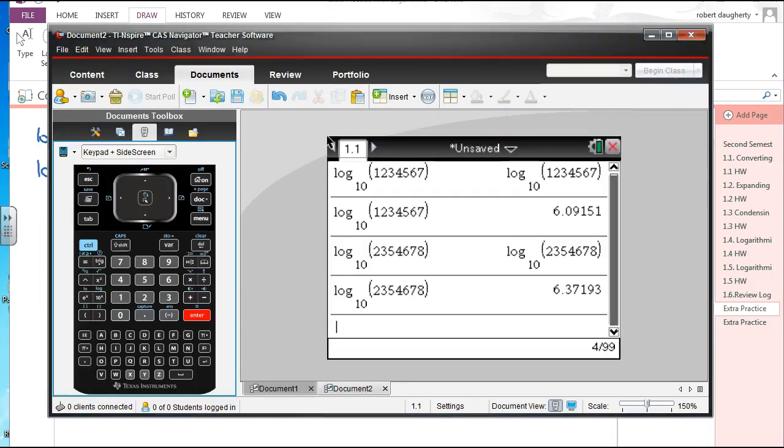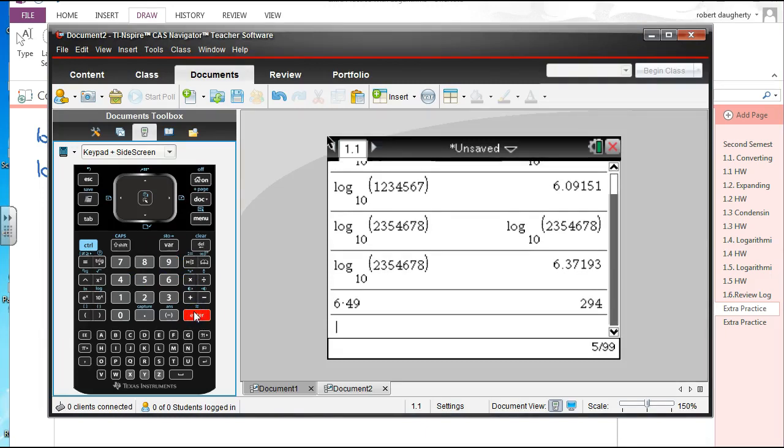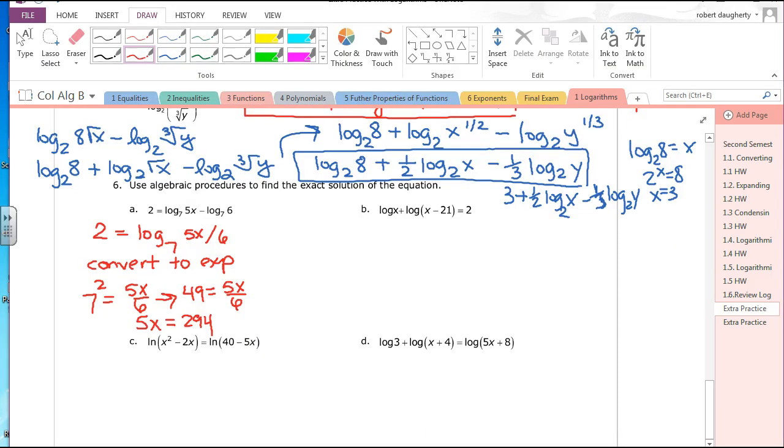Let me double check it. So 6 times 49 is 294, yep. So x is equal to 294 over 5. That's my answer. If I look at this one, I've got logs on one side, so I'm going to rewrite this as the log of x times x minus 21 equal 2.